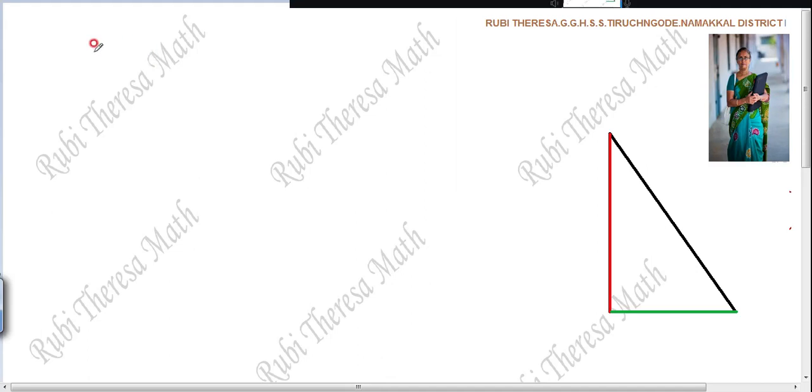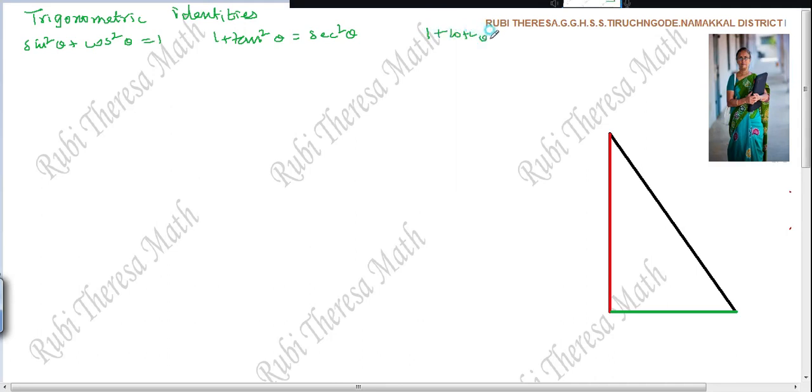Trigonometric identities. So, sine squared theta plus cos squared theta equal to 1. 1 plus tan squared theta equal to secant squared theta. 1 plus cot squared theta equal to cosecant squared theta.